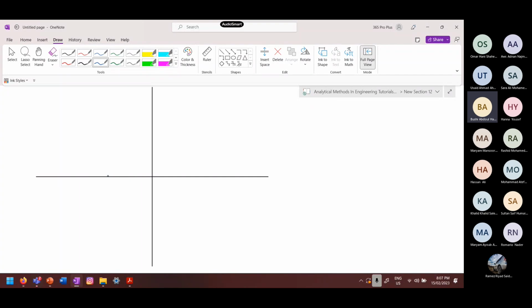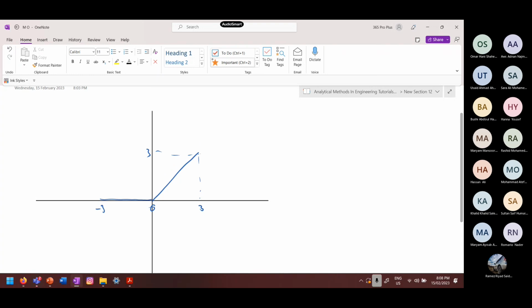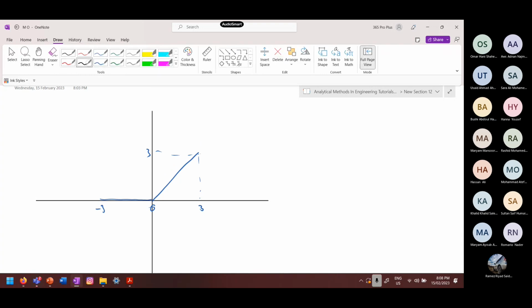Let's say that you're given this function. You have a 0 here as the center, and you have here, let's say, 3 and 3, and negative 3. And he asks you to find f of x and L. And what else?